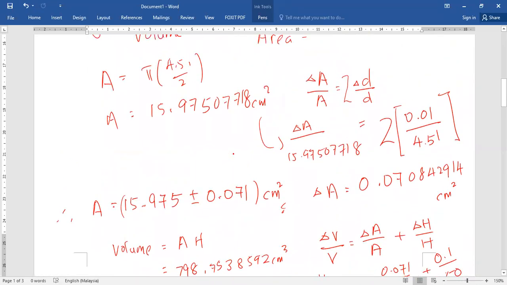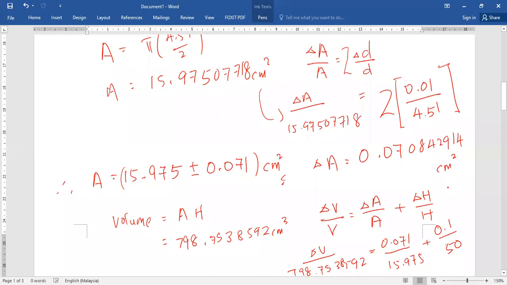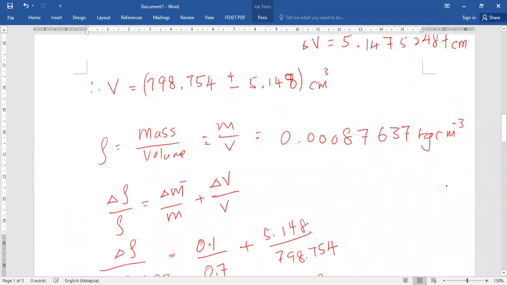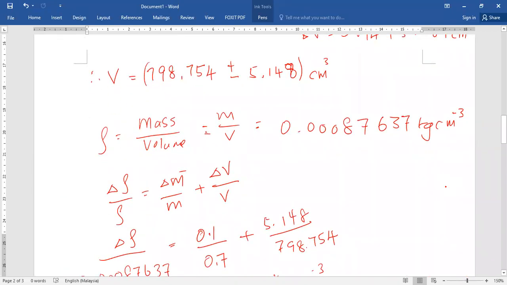0.07084. Then we take 3 decimal places because the maximum decimal places in the question is 2 decimal places, then we add 1. Yes, correct. Then after that, we calculate the uncertainty of the volume.